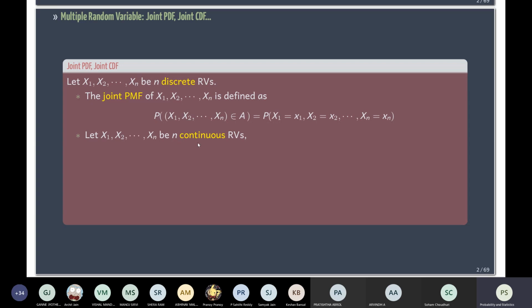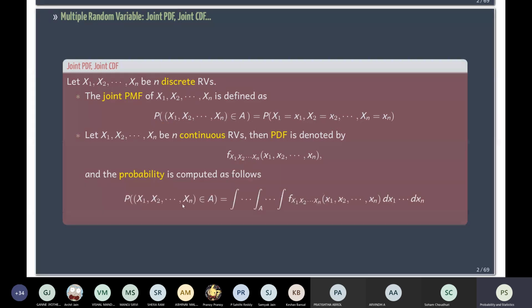And for the continuous case, we know that we don't have the PMF, but rather we have the PDF. So the PDF notation will be this, and in that case, the probability is given by this integral. That's how we define the joint PMF for the n random variable case, and then we also define how to compute the probability in the continuous case: we integrate over the area A, which is defined by this.